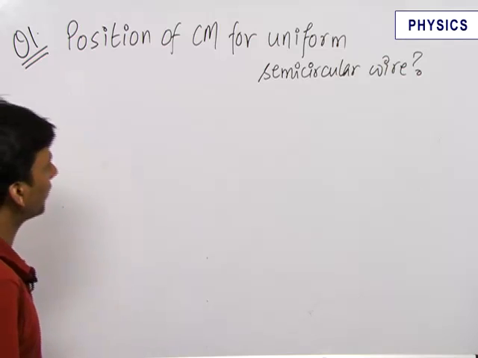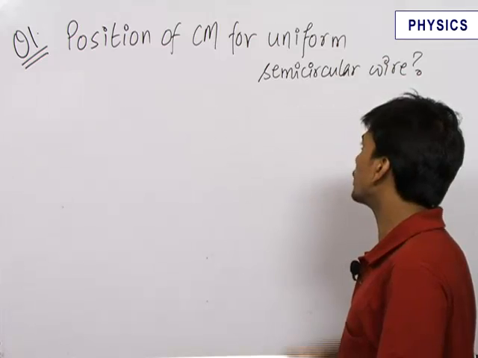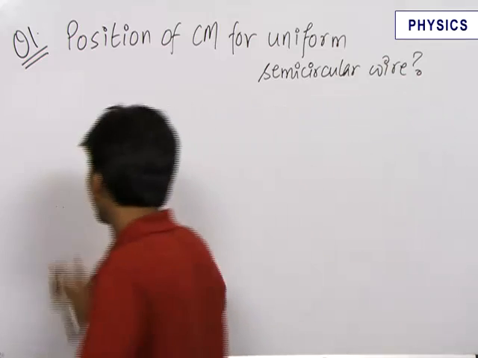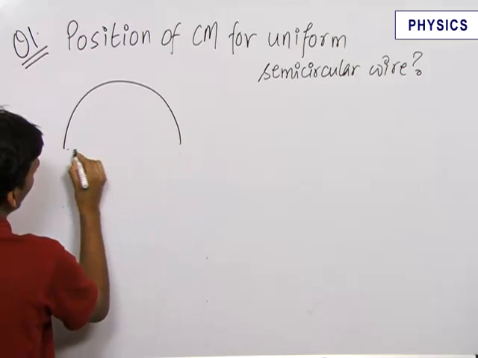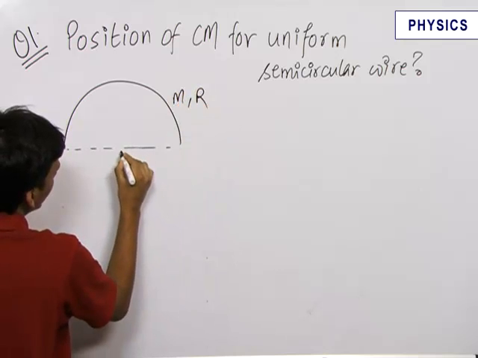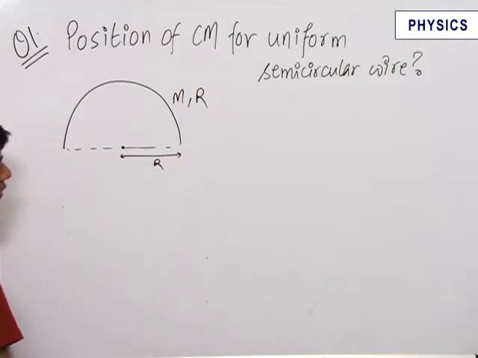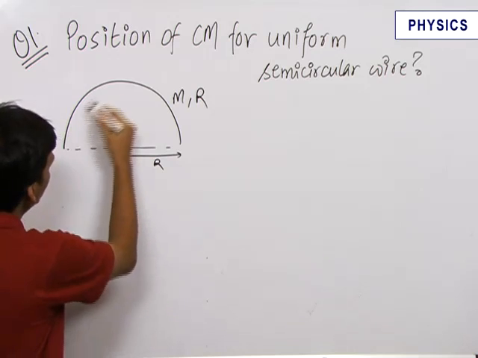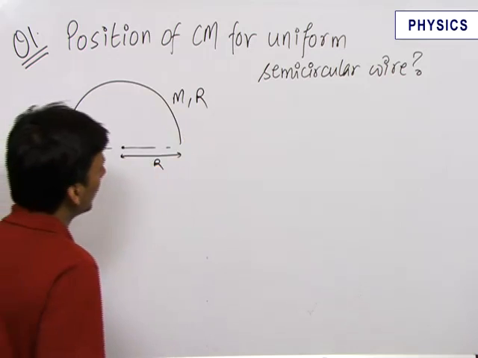Now the first question we have is, you have to find the position of center of mass for a uniform semicircular wire. This is a uniform semicircular wire. Its mass is m and the radius is r. We need to find out the center of mass of this wire, where mass is distributed uniformly along its length.